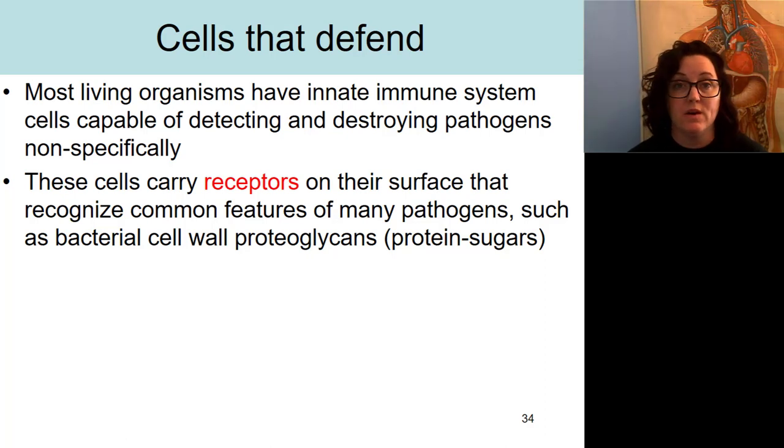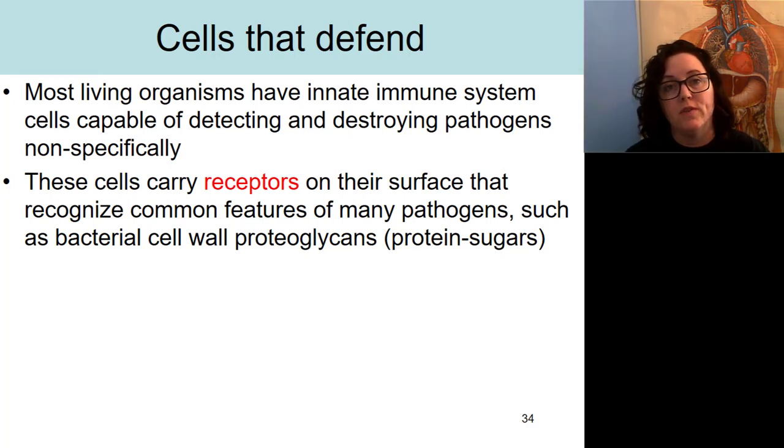Now let's look at some cells that help to defend us non-specifically. These cells need to be capable of identifying non-self cells. We don't want our defensive cells just to kill any cell they bump into because then they'd be killing our own cells. So these non-specific cells need to be able to recognize a pathogen as a pathogen. And they're able to do this by having certain receptors embedded in their cell membrane.